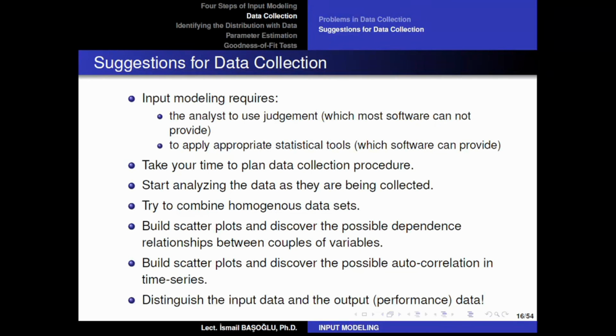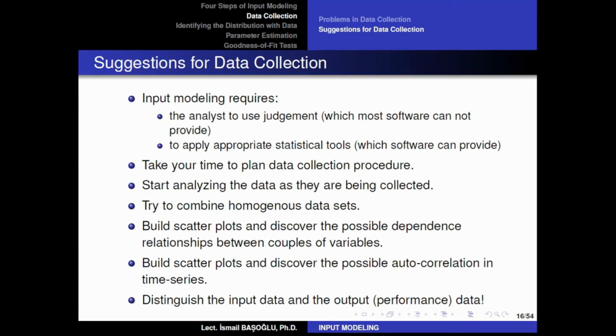Okay, sometimes the simulation modelers are collecting the output data as well, and they are trying to develop an input model for the output data. So you need to understand for which variables you need to develop an input model, and what variables are going to be the results based on the input variables.